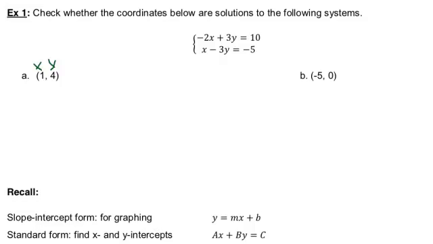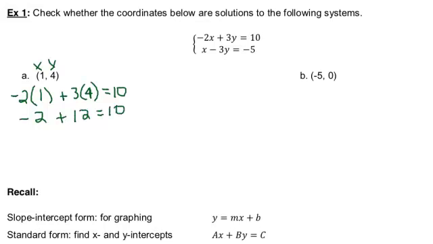So let's look at the first example. We have the coordinate 1, 4. Again, we're going to plug in these x and y values to both equations. So let's start with the first equation. We have negative 2 times 1, because that's our x value, plus 3 times 4, because that's our y value, equals 10. Negative 2 times 1 is negative 2. 3 times 4 is 12. And we know that negative 2 plus 12 is in fact 10. So since it's true, it works for that equation.